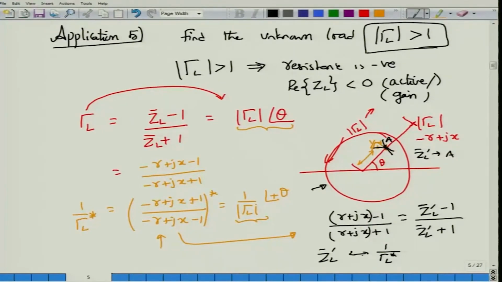One notable point about all these applications that we have developed is that all this development has happened with lossless transmission line. The calculations with lossy transmission line are slightly complicated, and unfortunately we will not consider lossy line transformations using Smith chart. It is possible to use Smith chart calculations, but they are slightly more tedious. We will not be able to do that in this course.